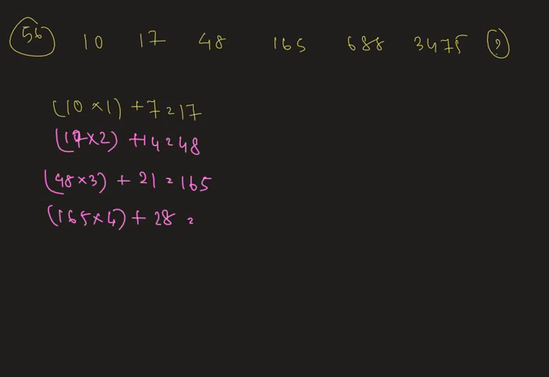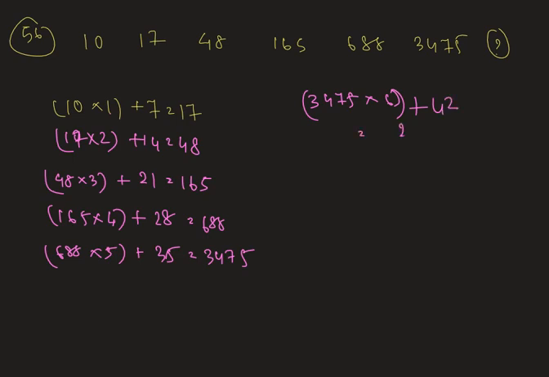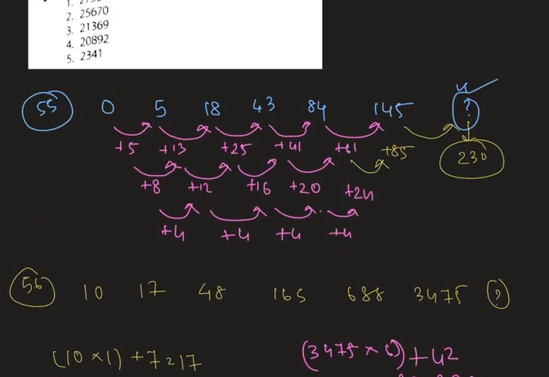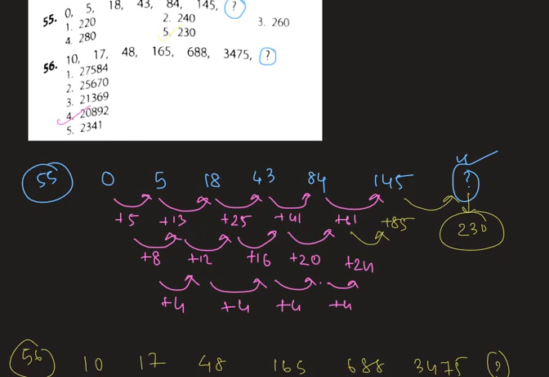Here we have the natural numbers 1, 2, 3, 4 and so on, and here we have the multiples of 7. Therefore it results in 688. Now 688 multiplied by 5, and here we have 35, which results in 3475, and lastly with 3475 if we multiply by 6 and then add 42, we get 20,892. So our required answer is 20892, that is option 4.